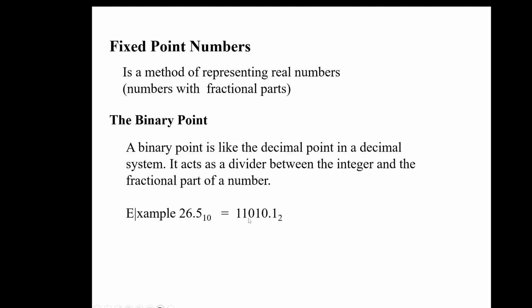The equivalent in the binary system is 11010.1, where point 1 is assigned a value of 1 half. So remember that 1 half is equal to 0.5 in decimal. And 26 is represented as 11010. So they are similar except that the base is using a place value of 2 instead of 10.